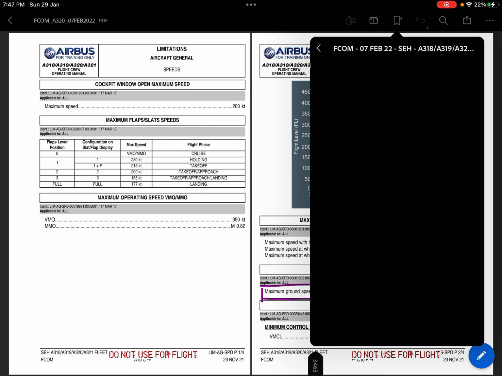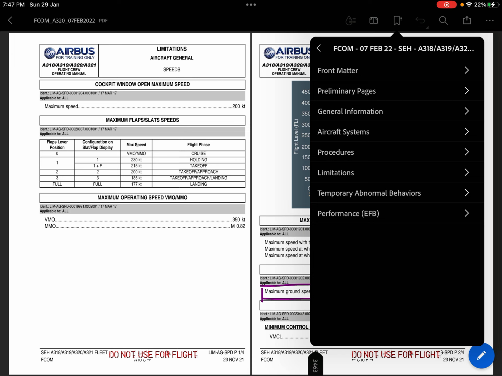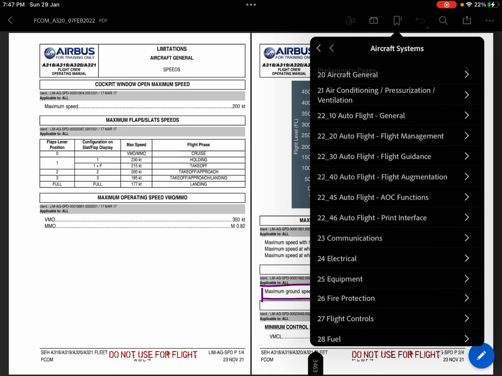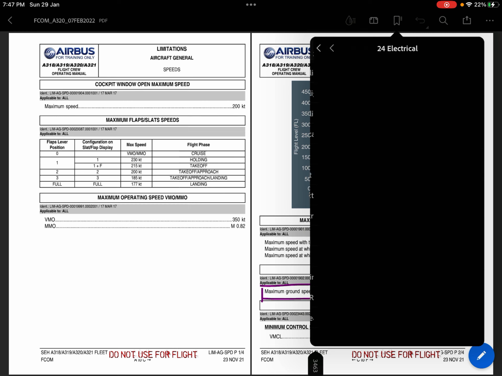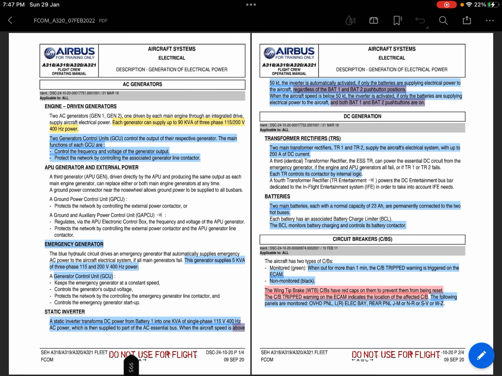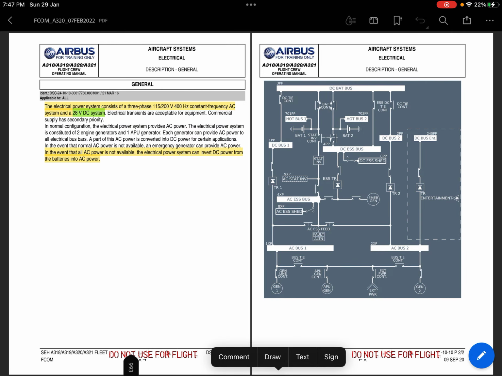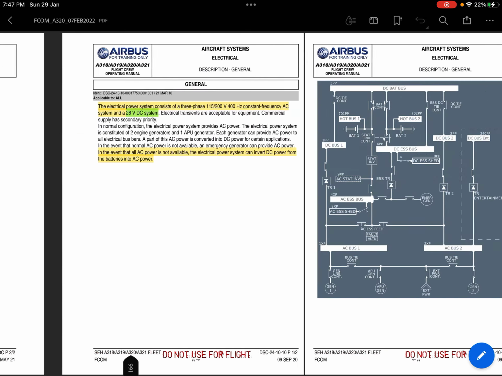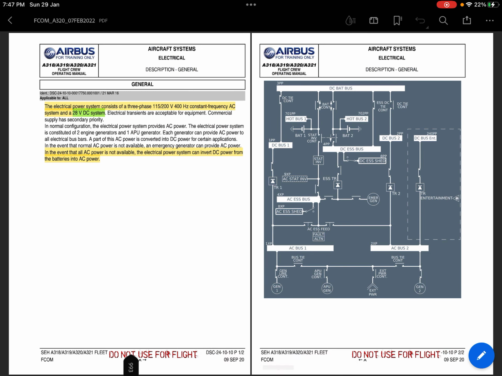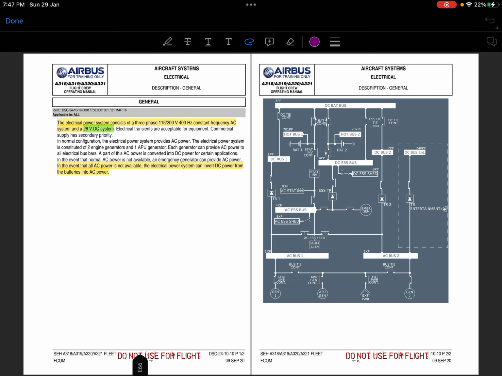You go to electricals. This is an Airbus FCOM for the 320, for training only. I'm using this for reference. We'll go to systems, then electrical, and then to the diagrams. Here it is.